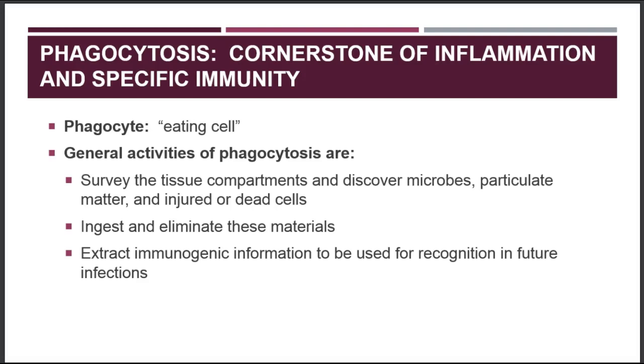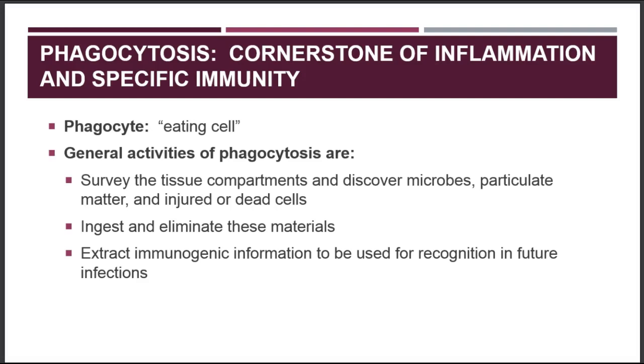Phagocytosis literally means eating cell. The general activities of phagocytosis are first to survey the tissue compartments and discover any microbes. So our phagocytes are going to possess specific receptors that are going to help them feel around in the tissues and recognize and distinguish foreign bodies from self cells.